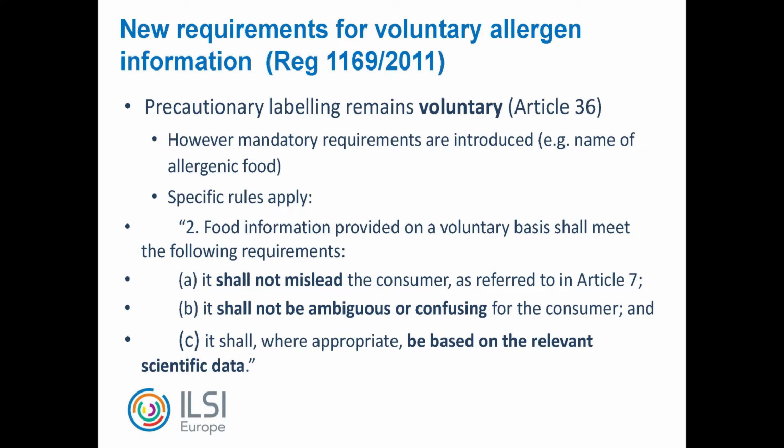Shall not mislead the consumer, as referred to in Article 7. Not misleading the consumer can mean, of course, omitting precautionary allergen labeling when you should have it. But it could also mean putting it on when there is no evidence that it is needed. And I think there are, in Europe, certain food authorities who would be prepared to go to court to make that particular point if necessary. B, shall not be ambiguous or confusing for the consumer. Clearly, the authorities, and I think most of industry, do not want to see 39 or whatever number of different statements to express the same point. And then shall, where appropriate, be based on the relevant scientific data.